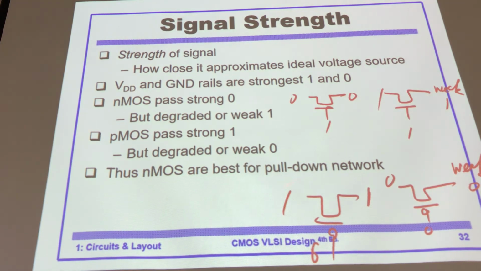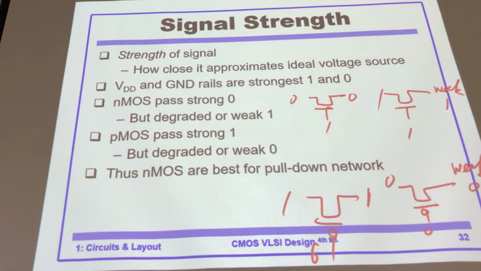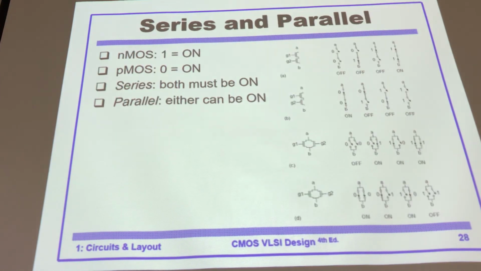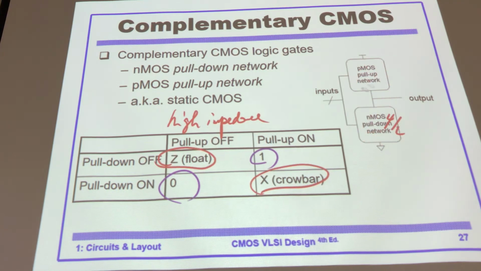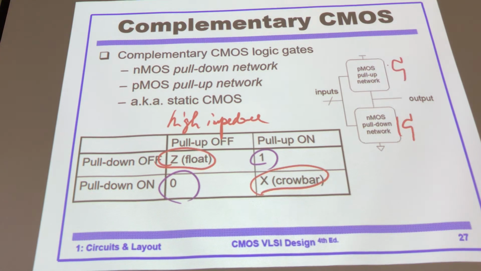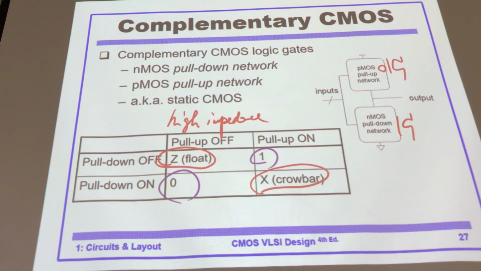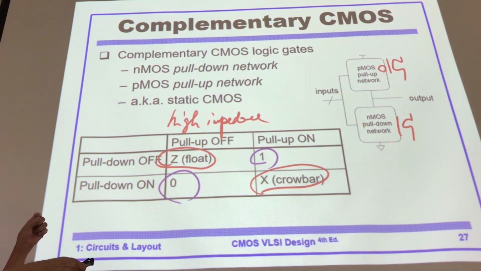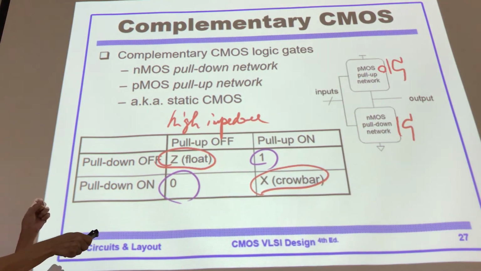Why? Because the network is connecting to ground, right? Look at here. We use NMOS in the pull-down network. We use PMOS in the pull-up network. That's the reason why. Because the NMOS transistor has good 0, and the PMOS transistor has good 1 to the output.